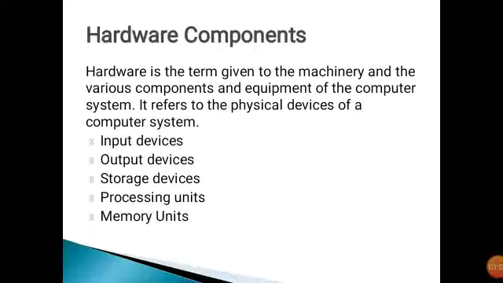Now about the hardware components. Hardware is the term given to the machinery and the various components and equipment of the computer system. It refers to the physical devices of a computer system, in general, that we can see, touch, feel. These are categorized into different groups like input devices, output devices, storage devices, processing units, and memory units.